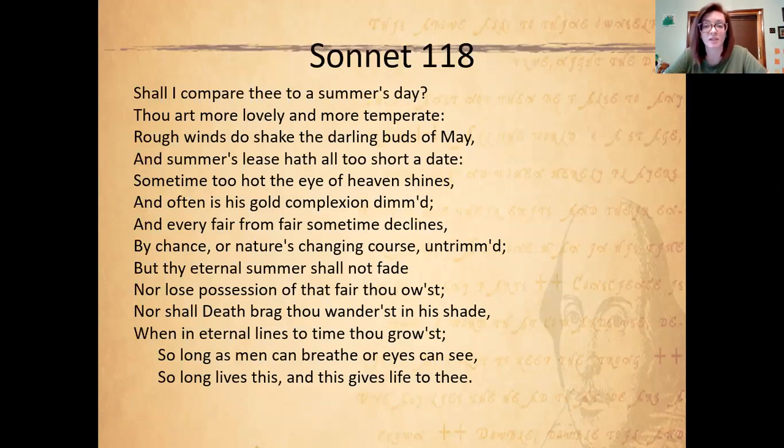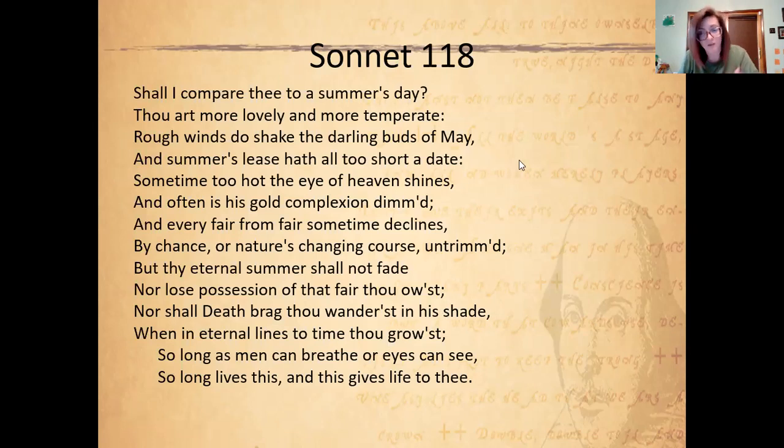All right, so here is the sonnet itself. Shall I compare thee to a summer's day? Thou art more lovely and more temperate. Rough winds do shake the darling buds of May, and summer's lease hath all too short a date. Sometime too hot the eye of heaven shines, and often is his gold complexion dimmed. And every fair from fair sometime declines, by chance or nature's changing course untrimmed. But thy eternal summer shall not fade, nor lose possession of that fair thou owest. Nor shall death brag thou wanderest in his shade, when in eternal lines to time thou growest. So long as men can breathe or eyes can see, so long lives this, and this gives life to thee.